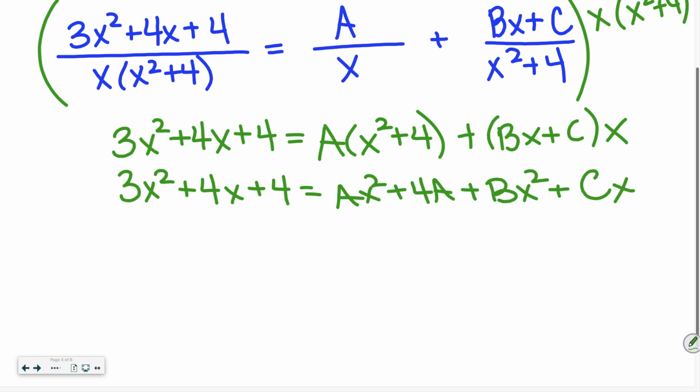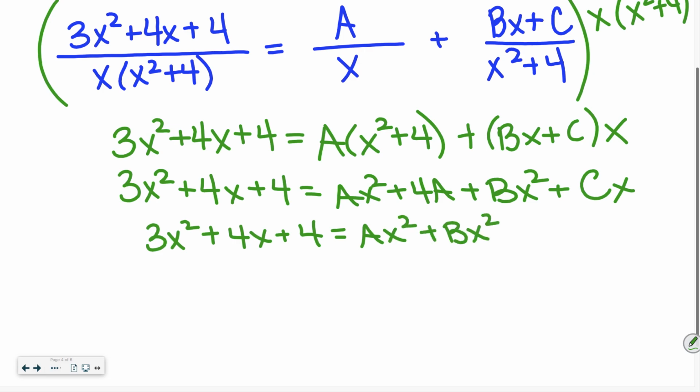Okay. And then just for organizational purposes, I'm going to go ahead and rearrange everything. So since my left side is nice and organized by degree, I'm going to go ahead and rearrange so I have ax squared plus bx squared. I want my x squareds by each other. I'm going to rearrange so I have my cx and then plus 4a. Essentially, I just reordered everything so I can see where each of my terms were. Okay.